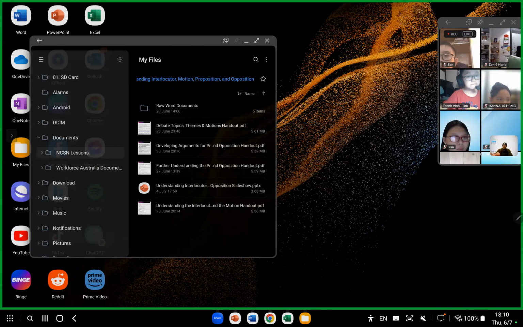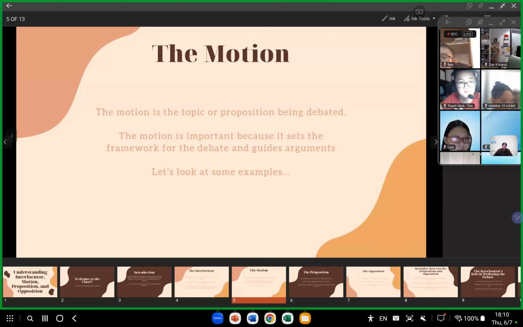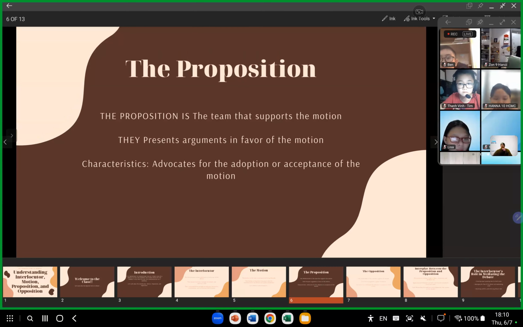So let's move on to the proposition. The proposition is the team that supports the motion. They present arguments in favor of the motion. So the characteristics of the proposition team, they advocate for the adoption or the acceptance of the motion. So they, plainly put, they argue for people to believe the motion.